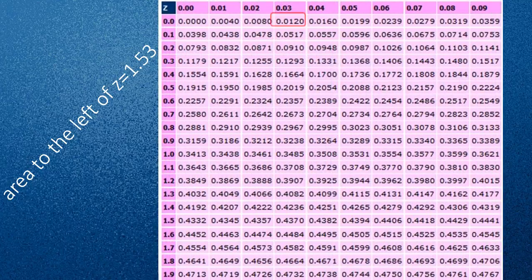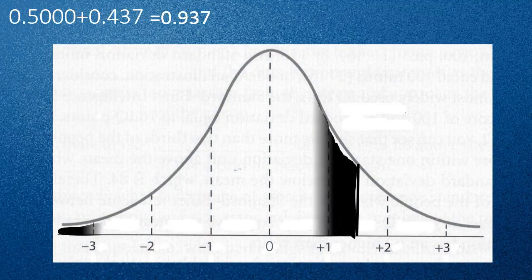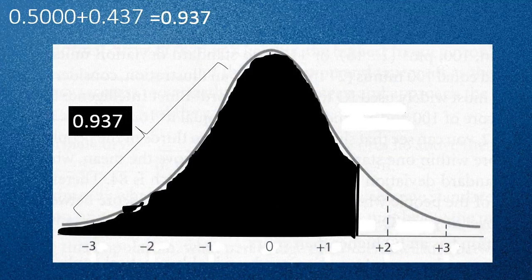Another example is area to the left of z equals 1.53. First, you'll have to get the value of 1.53 from the z-table, which is 0.437. Since it's positive and it is area to the left, we will be using addition. So 0.5000 plus 0.4370 equals 0.937. And the shaded area in the normal curve will be from 1.53 to the rest of the left side.